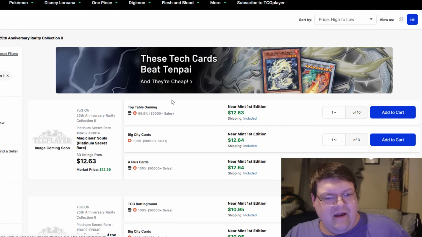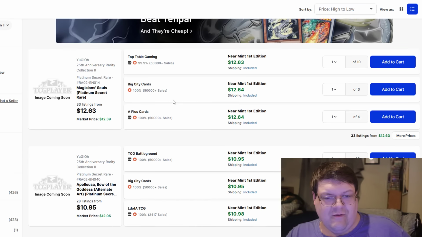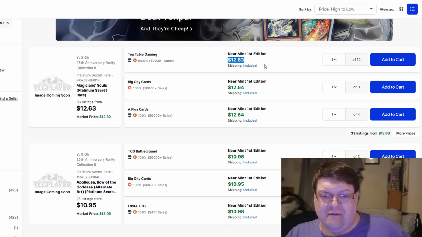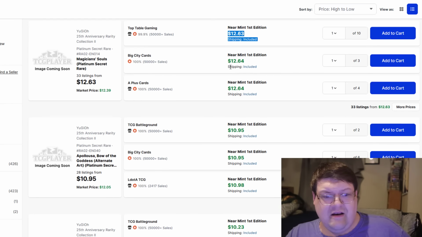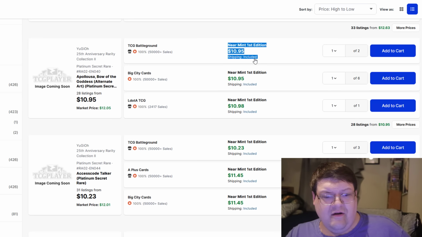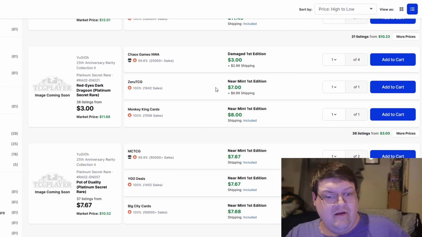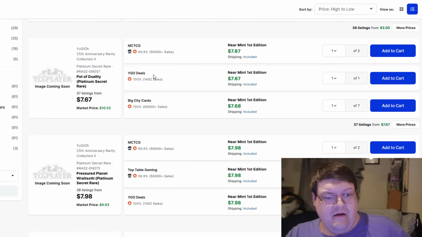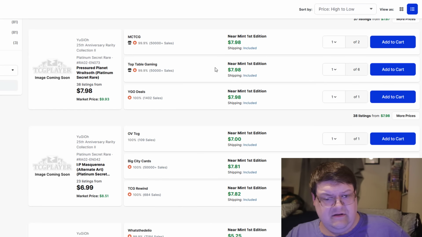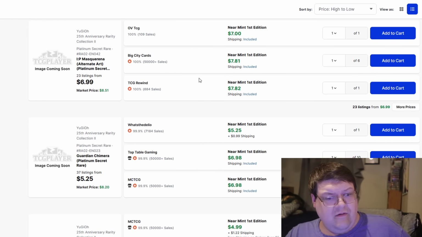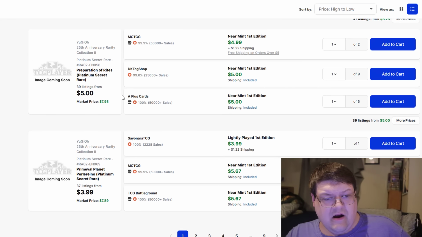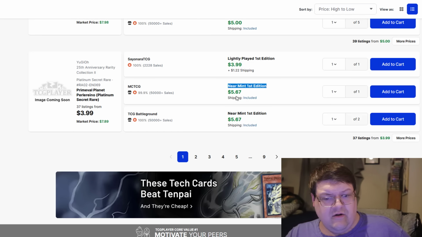And then, of course, your Platinum Seeker Rares. You got a Magician Souls being the most expensive at $13, which is kind of interesting. You also have the Apollosa at $11, the Access Code coming in at $11. We also have the Red Eyes at $8, okay. Pot of Duality coming in at $8 as well. Ugh. And then Pressure Planet Raceloth coming in at $8 as well. Okay. IP Masquerade Altart, $8. $7 on the Guardian Chimera. Your Preparation of Rites also at $5. And your Perilino coming in at $6.